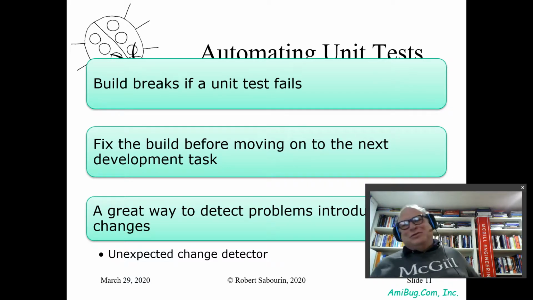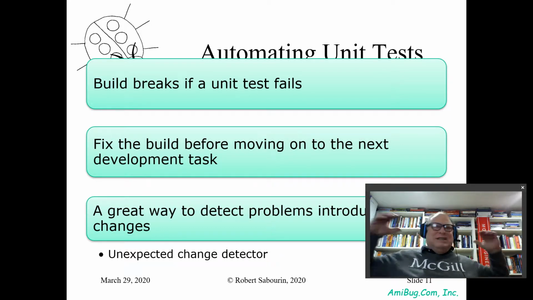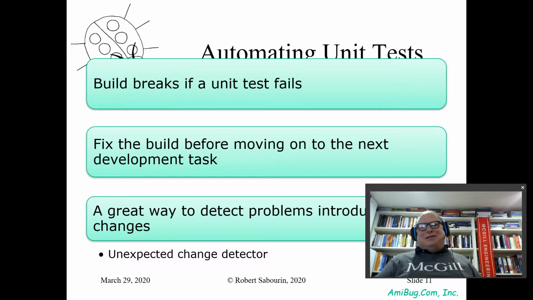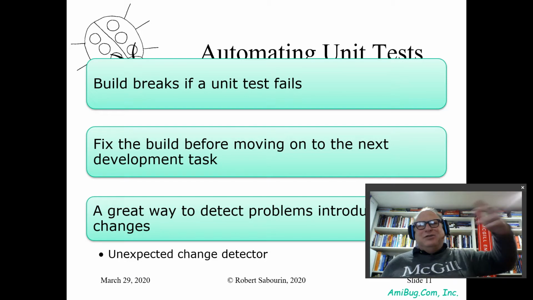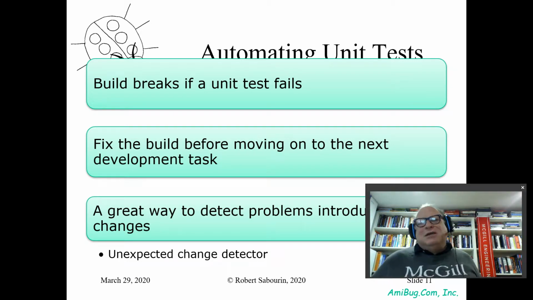And the idea, of course, used to be that systems would have at least one big build every night, but you couldn't leave the building if your test failed. You had to fix it before you left, right? You can't leave if the build is broken. Fix the build before moving on to the next development activity. If you stop the build, you're stopping progress, right? So fix the build. We call this build breaking, a great way to detect problems introduced by change. That is, the automated unit test is an unexpected change detector.